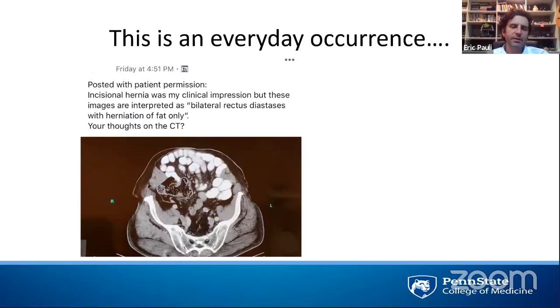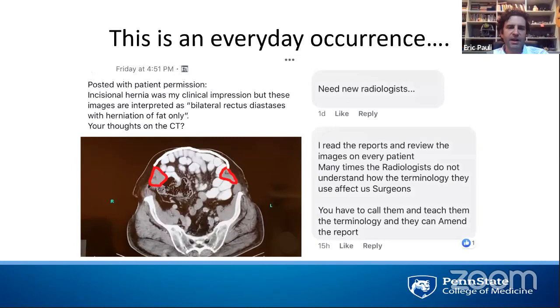And obviously, these inaccurate reports are an everyday occurrence. This is from the International Hernia Collaboration, right? The interpretation of this image was bilateral rectus diastasis with herniation of fat only. What are your thoughts on the CT scan? Well, here's my thoughts. There are some rectus muscles, and then here's a big old hernia with a bunch of small bowel in it, okay? And I don't know how you could really look at this and say that this is a diastasis. And so the comments, again, you need a new radiologist.